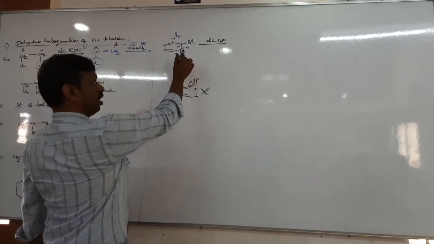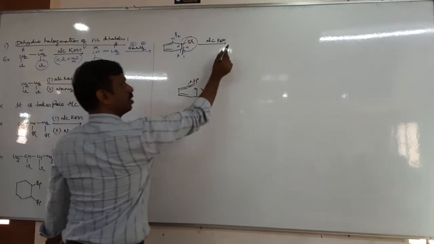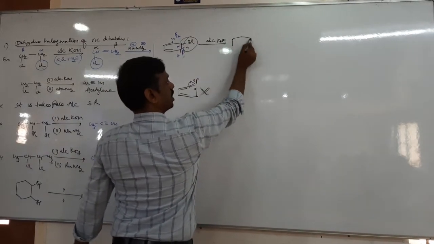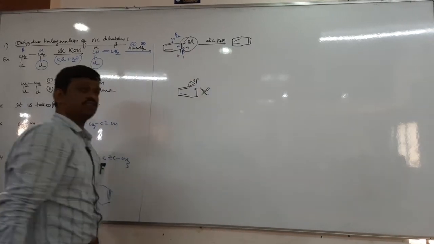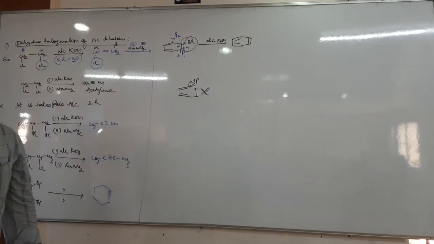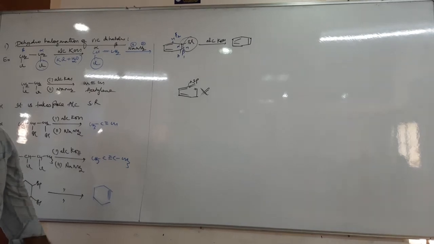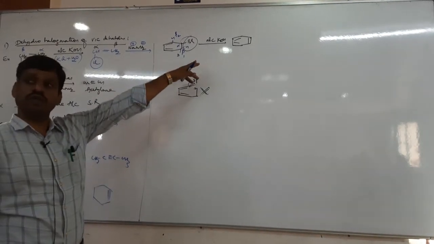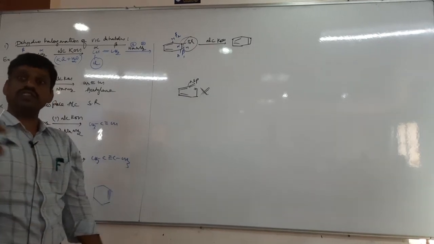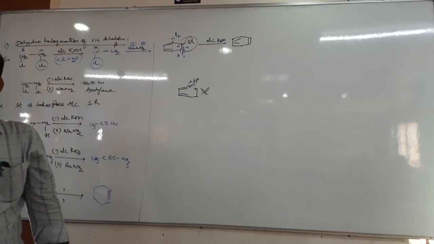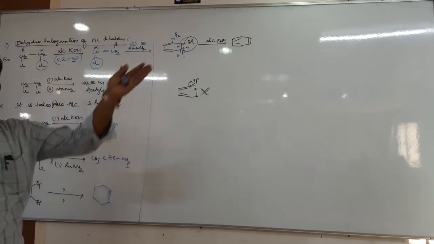And moreover, if one hydrogen is removed here, what does it become? Aromatic. Because of aromaticity, it can lose the beta 1 hydrogen easily. So that means this is against the Saytzeff rule. In these conditions, wherever a stable molecule is formed, the Saytzeff rule is not followed.